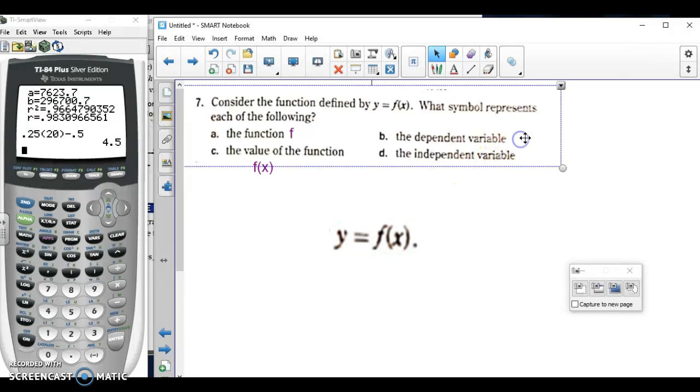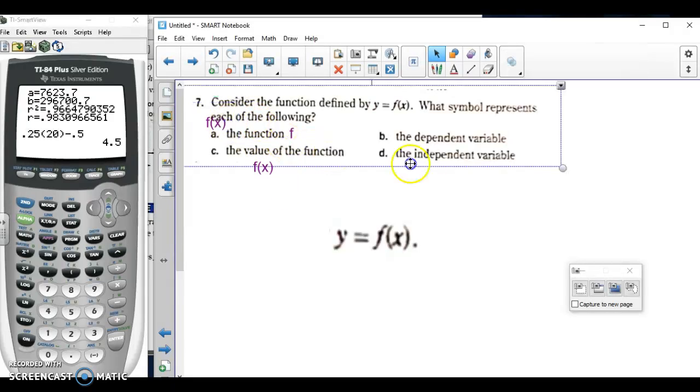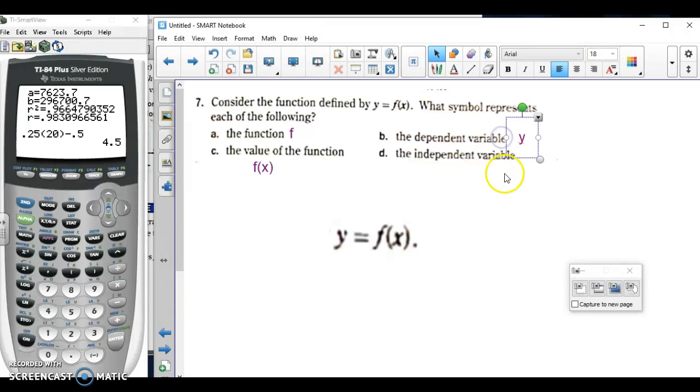The dependent variable is y, and the independent variable is x. Okay?